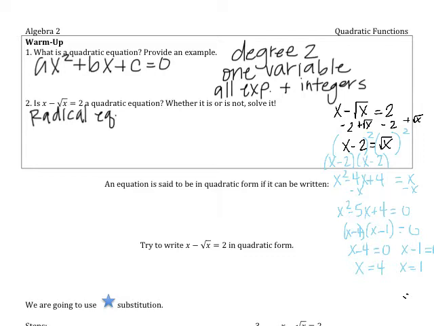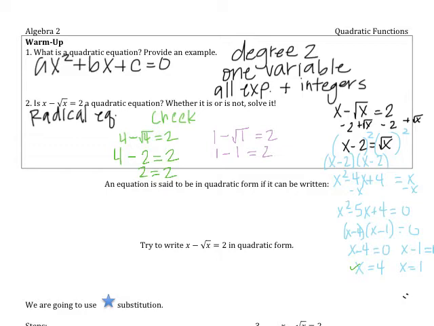And since this is a radical equation with a restricted domain, I do have to check. So I'll go back up here to check. So when I check 4, that would be 4 minus the square root of 4 equals 2. So that's 4 minus 2 equals 2. 2 equals 2, that works. Now let's check 1. That would be 1 minus the square root of 1 equals 2. 1 minus 1 equals 2. 0 does not equal 2, so x equals 1 is extraneous.